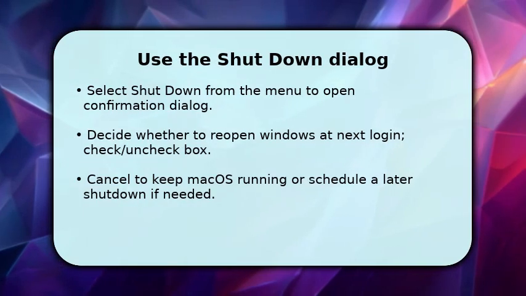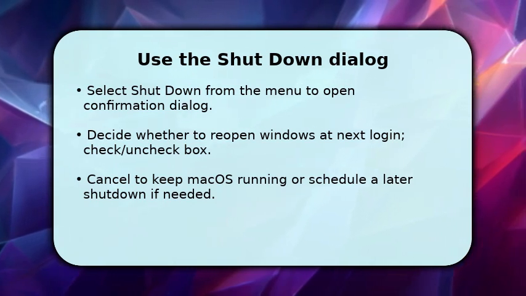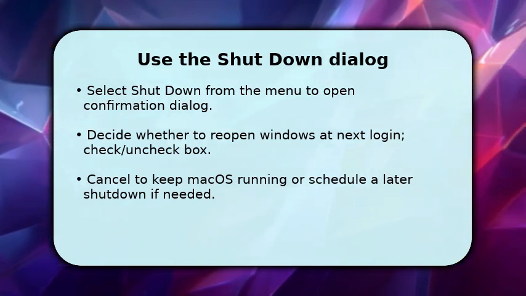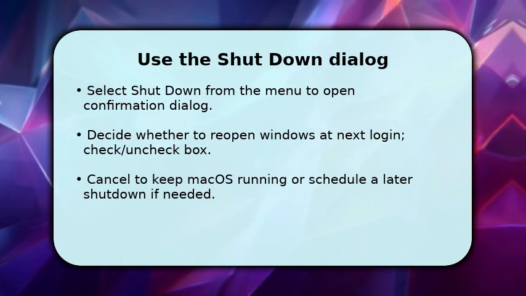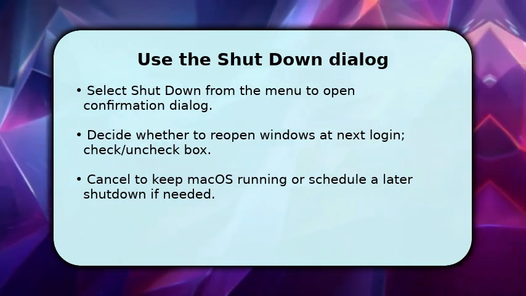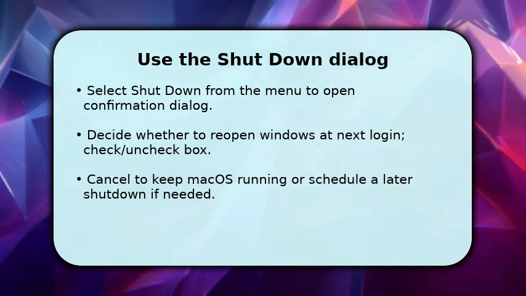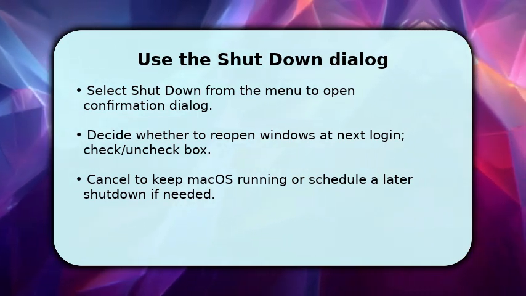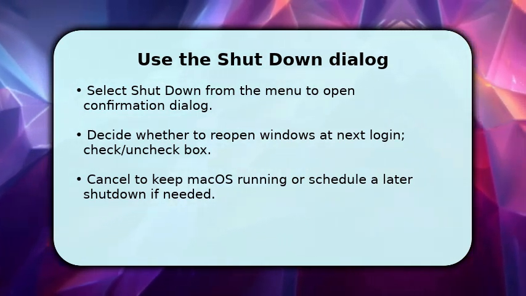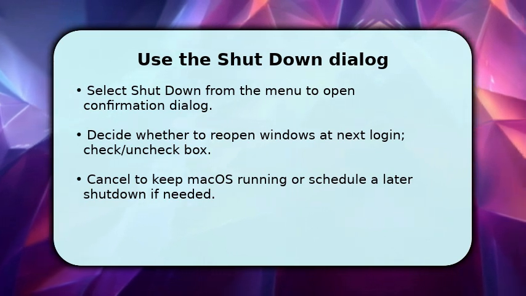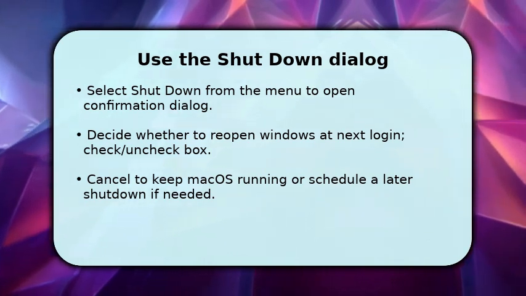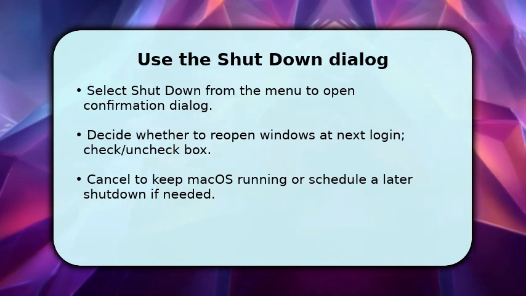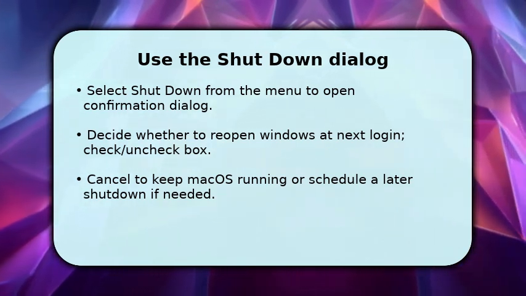You'll see a shutdown dialog with options and a checkbox to reopen Windows. Read it. Uncheck Reopen Windows if you prefer a clean start next time, or leave it checked to restore your session. Once you choose Shutdown, macOS will quit apps in order, allowing them to save state and close files. If an app resists, macOS will prompt, handle that dialog by saving or forcing quit. Make your selection and confirm to proceed.